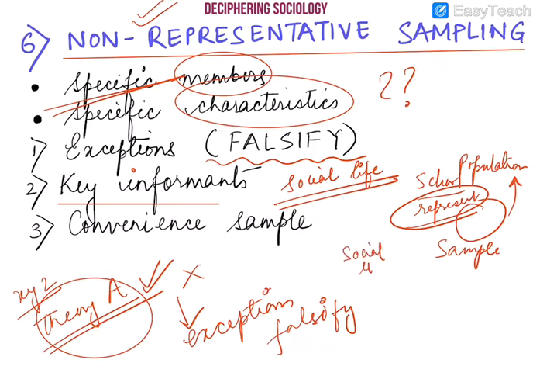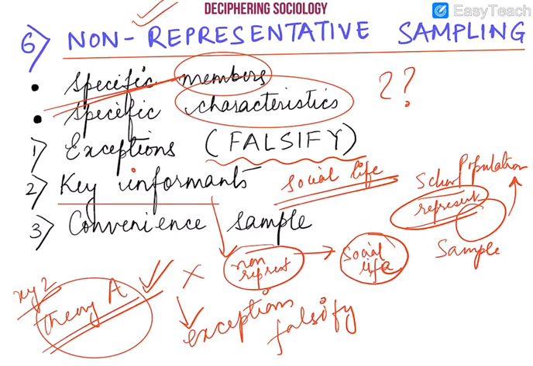My sample is social life. I want to study about social life. I don't want to study about these informants. They are not my sample. So they are non-representative. But I am using them to study social life. Okay.